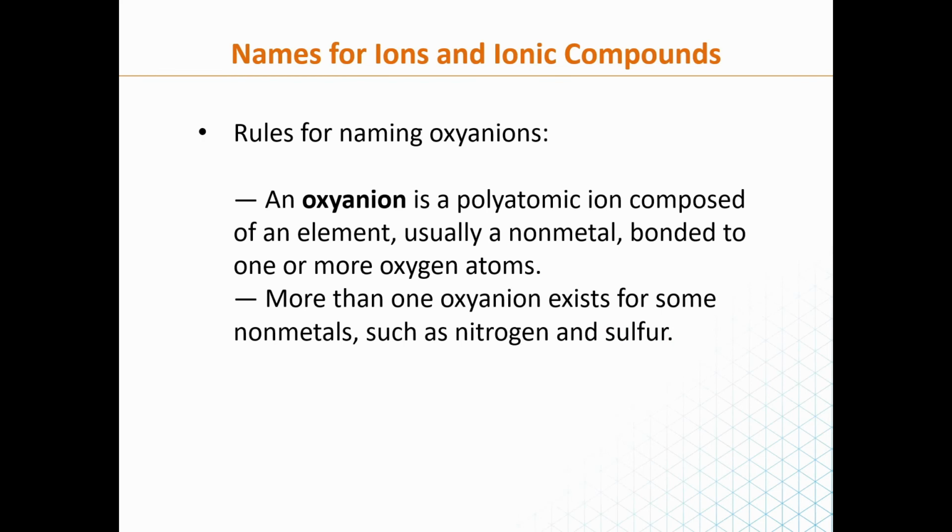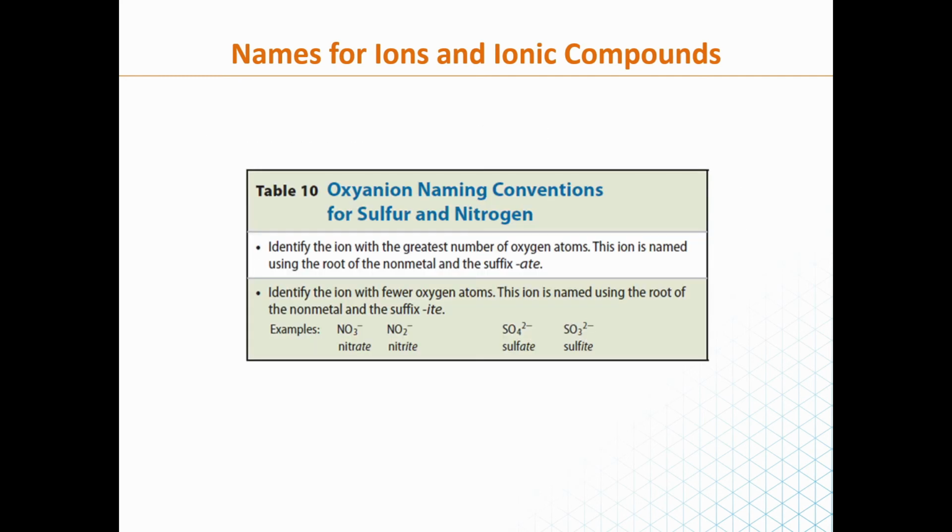Rules for naming oxyanions. An oxyanion is a polyatomic ion composed of an element, usually a nonmetal, bonded to one or more oxygen atoms. More than one oxyanion exists for some nonmetals, such as nitrogen and sulfur. Oxyanion naming conventions for sulfur and nitrogen. First, identify the ion with the greatest number of oxygen atoms. This ion is named using the root of the nonmetal and the suffix "ate".